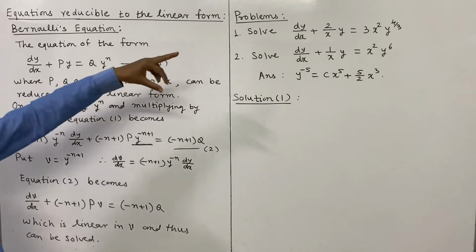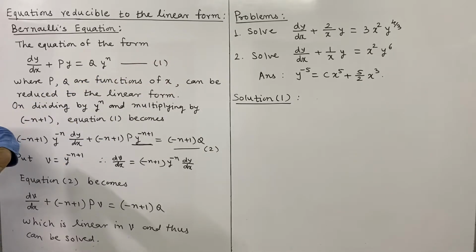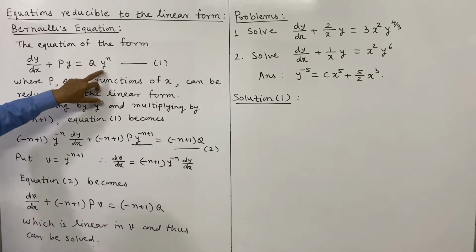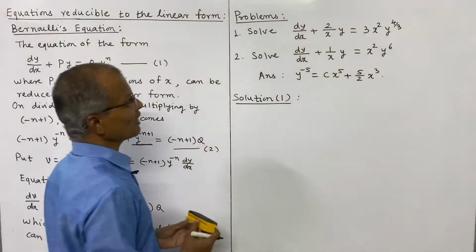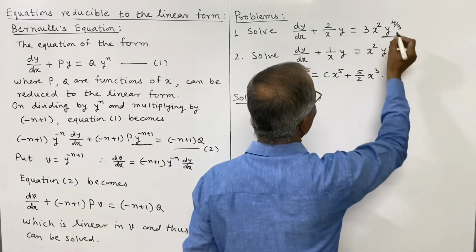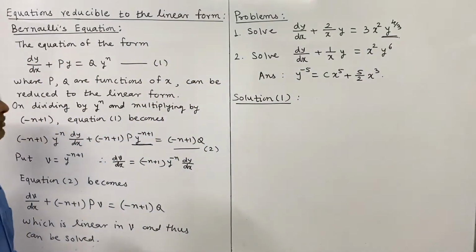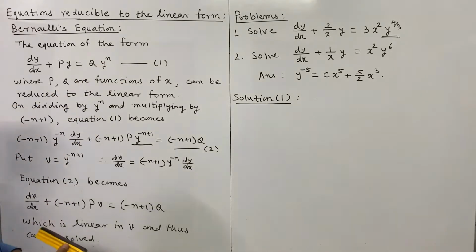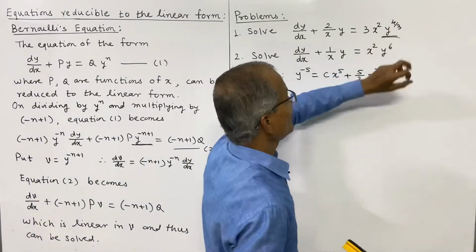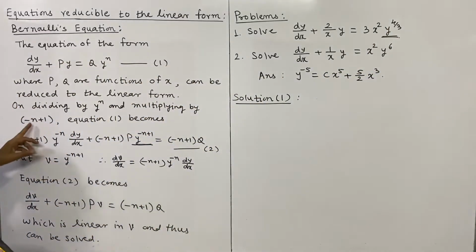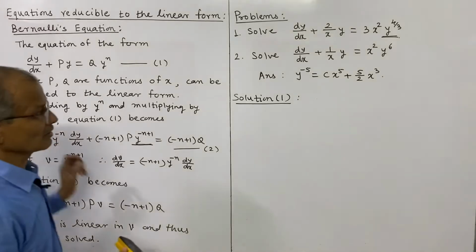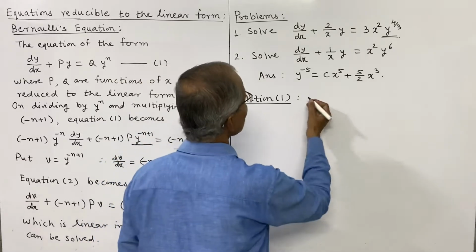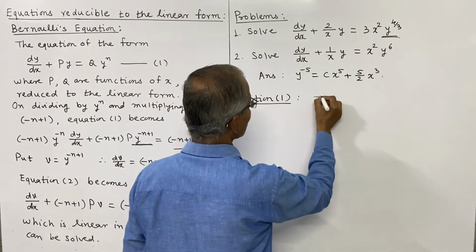Now we compare the first equation with the equation dy/dx + Py = Q y^n. The term of y is y^(4/3), and we have to divide by that term, and at the same time, what is n? n here is 4/3, and we have to multiply by (-n + 1). So we should do these two operations together, and here in this equation, this is Bernoulli's equation.